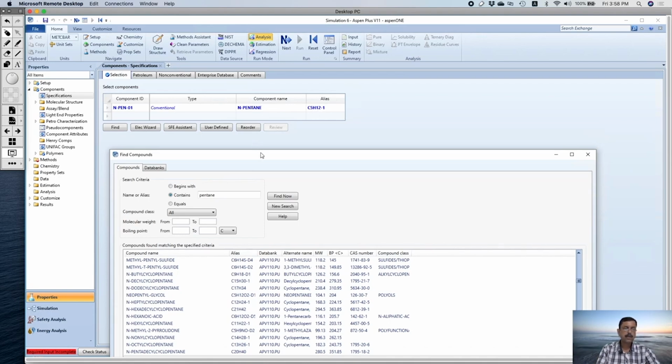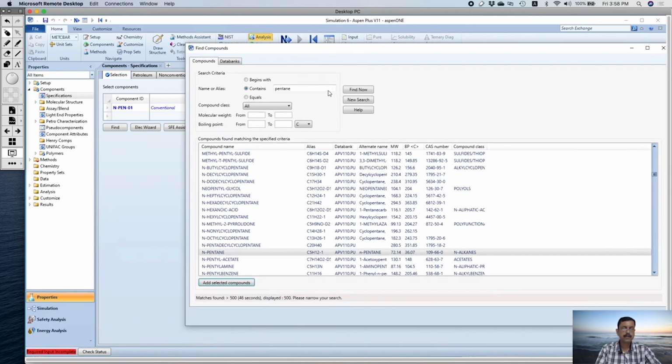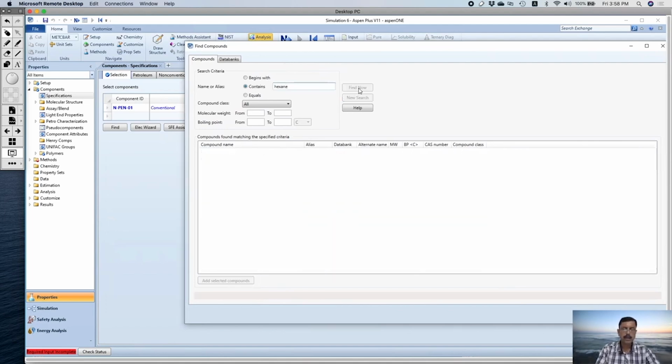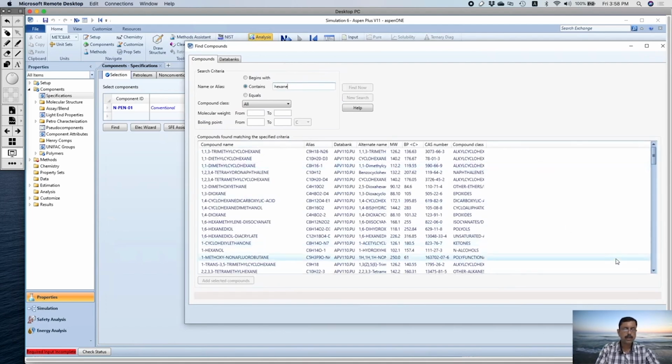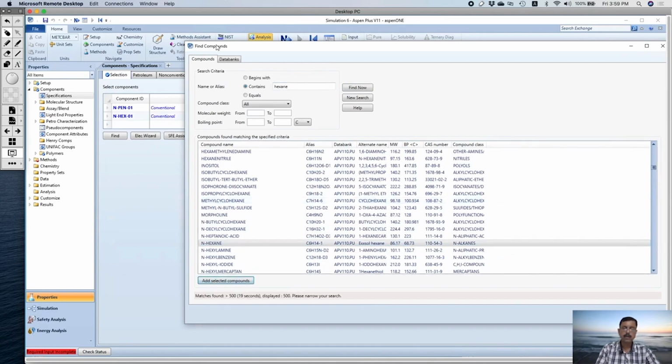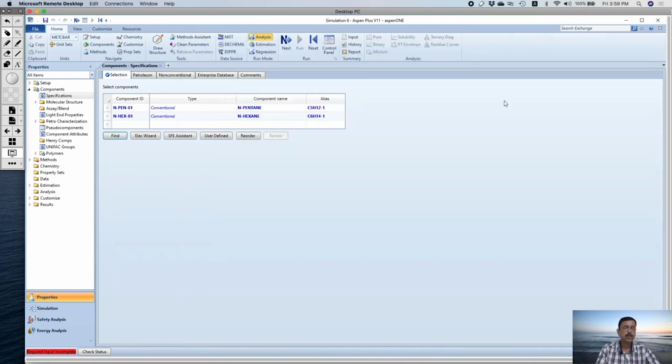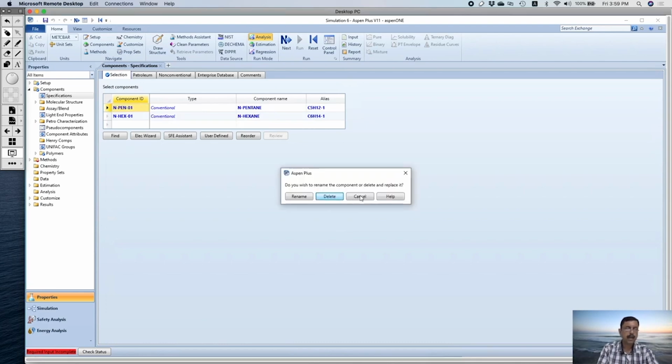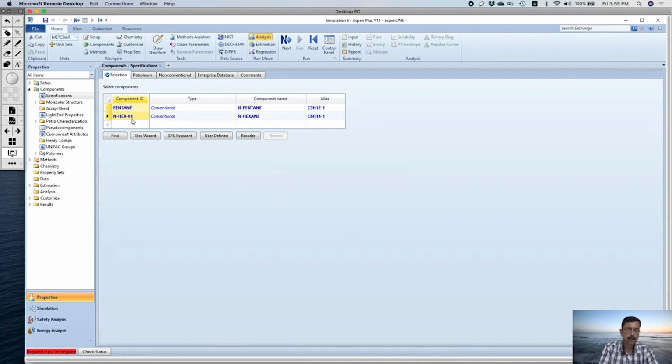Similarly, we can go for a new search, say hexane. Here again we have to dig out the component. Yes, this is the one that we are looking for. Add. Now we can close it. So these are the two components that we have got, N-pentane and N-hexane. We can change the ID anytime. Suppose we are not happy with this component ID, so we write pen 10, and here we can write hexen. So instead of pentane and hexane, you can give any name. It doesn't matter. It is just an ID.